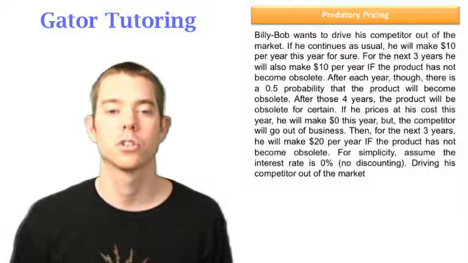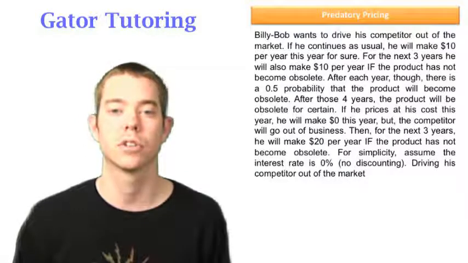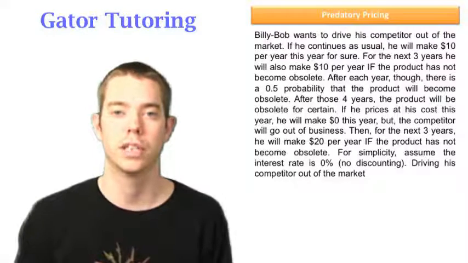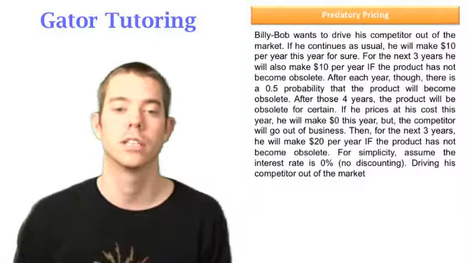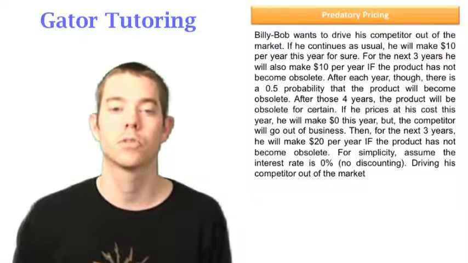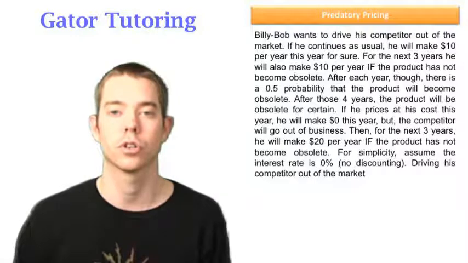It says that Billy Bob wants to drive his competitor out of the market. If he continues as usual, he will make $10 this year for sure. For the next 3 years, he will also make $10 if the product has not become obsolete. So this year we know he's going to make $10, but next year it says after each year there's a 50% probability that the product will become obsolete. After those 4 years, the product will become obsolete for sure.